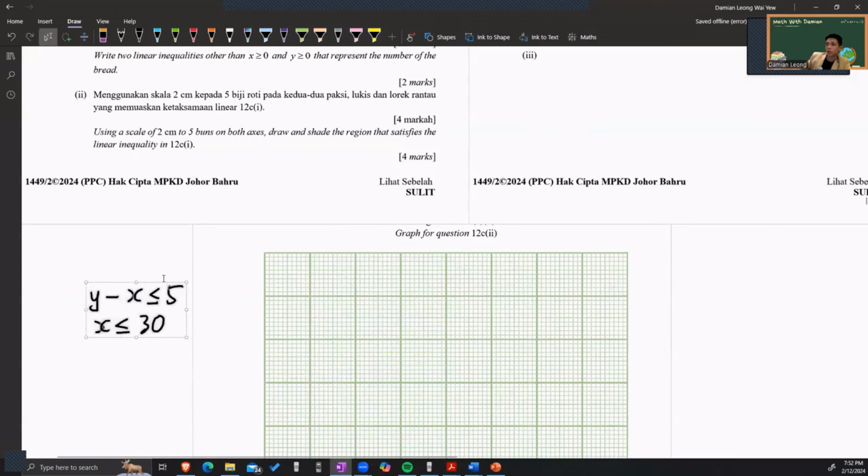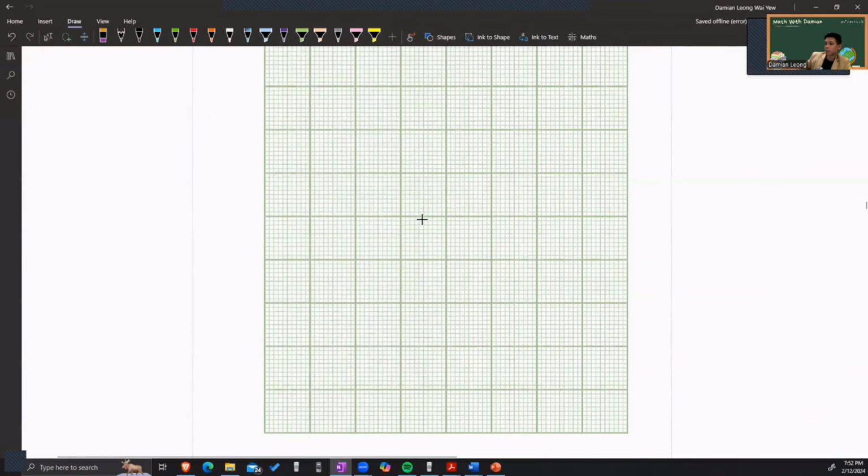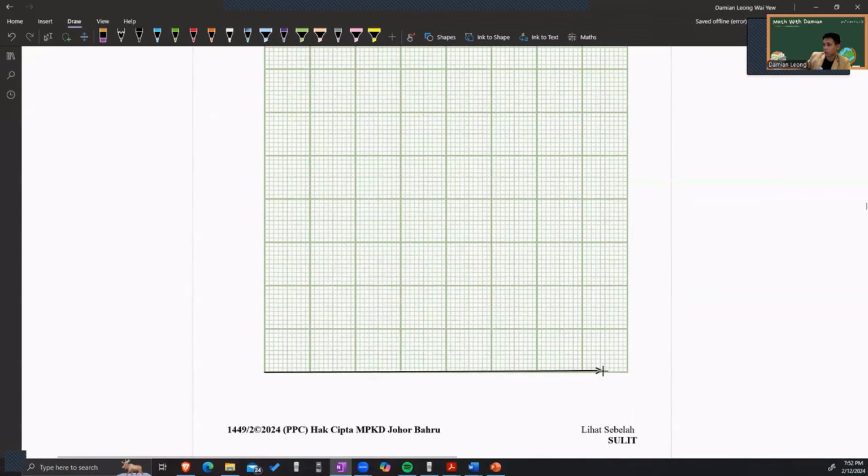So the scale is 2 cm to 5 buns on both axes. So on both axes we put 2 cm to 5 buns, which means each box is 5 basically. Actually, I can draw something from here as well. 0, 5, 10, 15, 20, 25, 30, because x is not going to exceed 30.